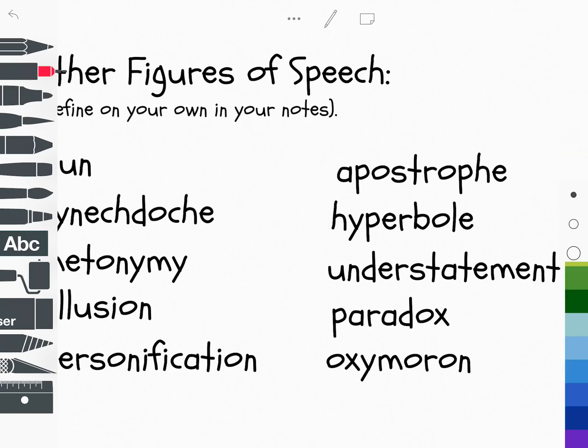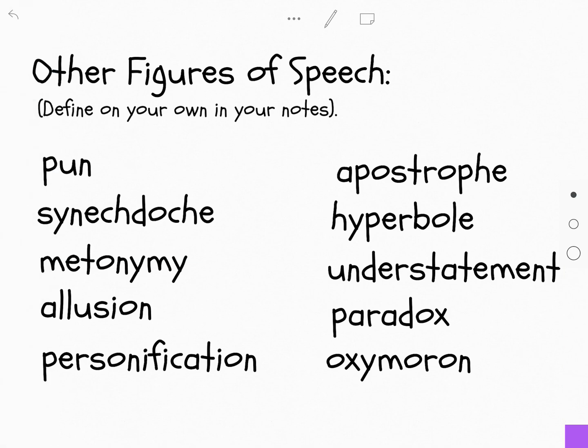The next part of your notes is on your own because it's really just summarizing or defining some of these terms. So in your notes, I'd like you to define these: pun, synecdoche, metonymy, allusion, personification, apostrophe, hyperbole, understatement, paradox, and oxymoron. I've chosen these because in actuality, guys, there's lists of hundreds and hundreds of poetic devices, but I wanted to pick the ones that I think are most prevalent in poetry.